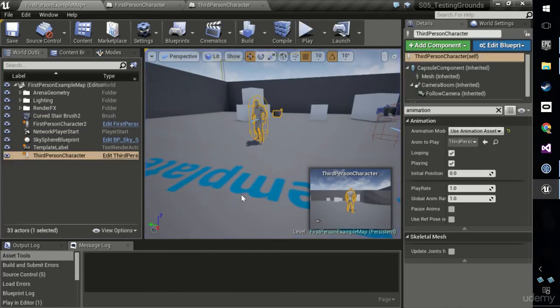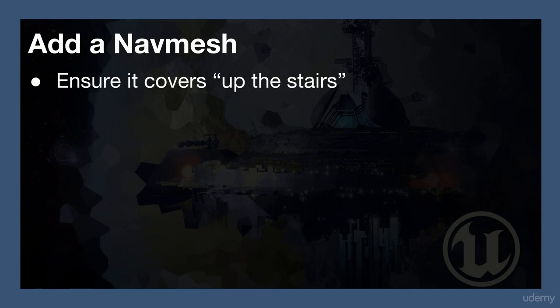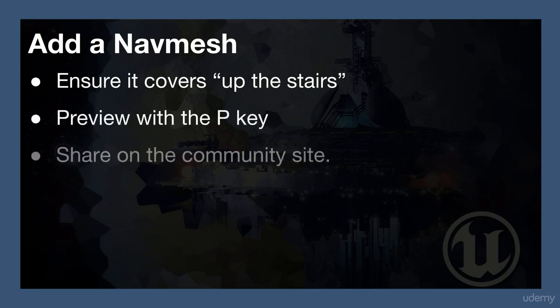What I want you to do now is to simply add a nav mesh. Of course, before we can get this thing moving around, we're going to need a nav mesh in our level. You've done it before in Battletank. Ensure it covers up the stairs, so you need the three-dimensionality, the height to cover the area up the stairs as well. Preview it with the P key, and then share a still of what you've got over on the community site at community.gamedev.tv. So go ahead, pause the video, and just add yourself a nav mesh now.